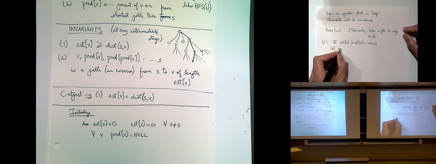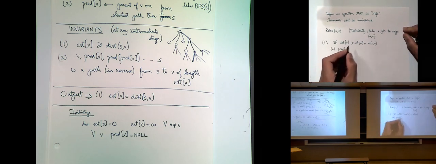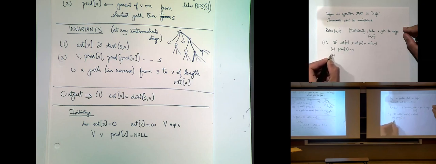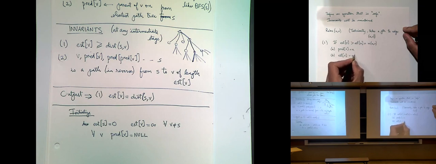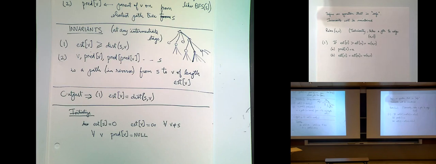So if this is the case, then I'm going to set the predecessor of V to be U, and I'm going to set the estimate of V to be the estimate of U plus W of UV. Okay. Right?